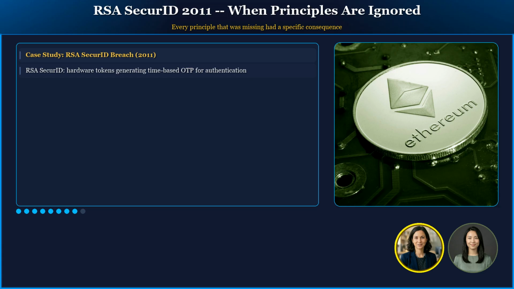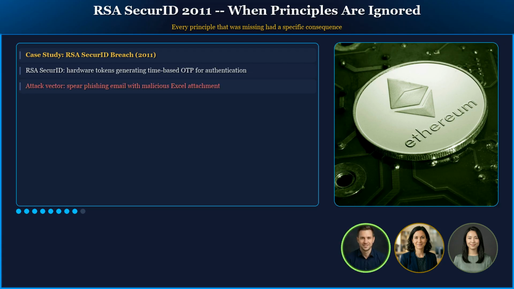SecurID tokens generate a one-time password every 60 seconds using a seed value unique to each token. The security of the entire system depends on those seed records remaining secret. RSA stored them, and the attackers stole them.